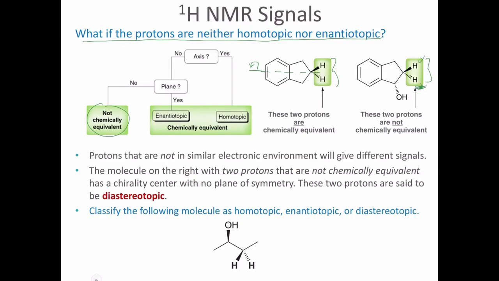Okay? So when that happens, like in this case, we can say that these two protons are diastereotopic, because there's a chiral center and we don't have a plane of symmetry. So those two protons are said to be diastereotopic. Now I want you to classify the molecule here as being either enantiotopic, homotopic, or diastereotopic based on what we have just looked at.